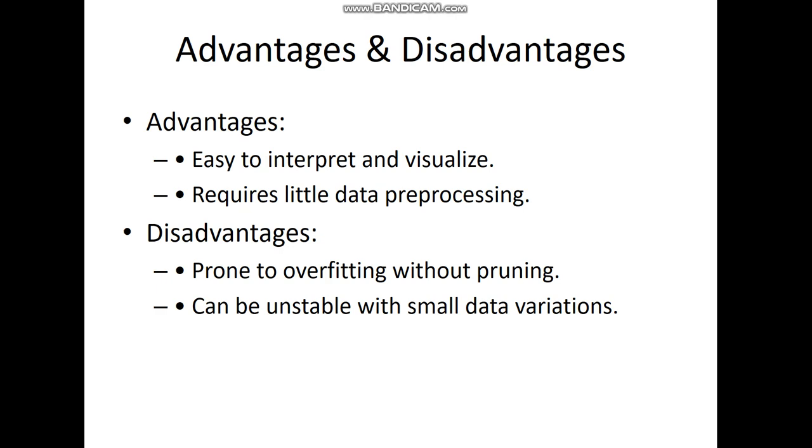Disadvantages: overfitting. Without proper pruning, a tree can grow to perfectly fit the training data but perform poorly on unseen samples. Instability. Small variations in training data can lead to very different tree structures. In other words, decision trees have high variance.